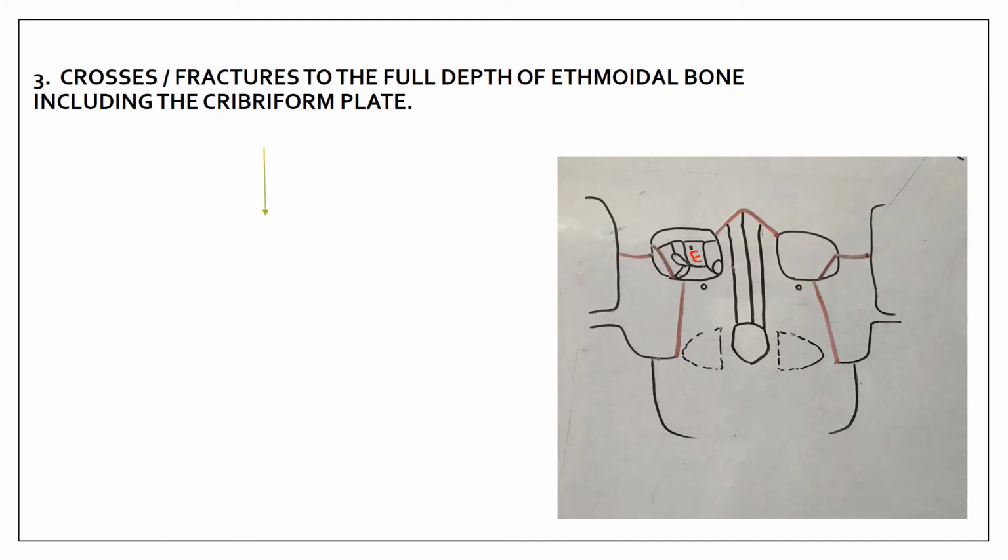Third, it crosses or fractures the full depth of the ethmoidal bone, including the cribriform plate. So the fracture line was starting from here, it has entered the orbit through this medial wall in the lacrimal bone. After that, it fractures this ethmoidal bone over here, the full depth of this ethmoidal bone, including the cribriform plate. So this is the third point of the fracture line.